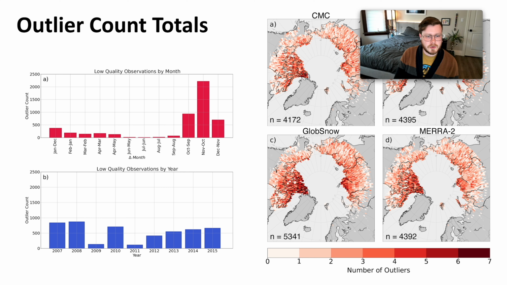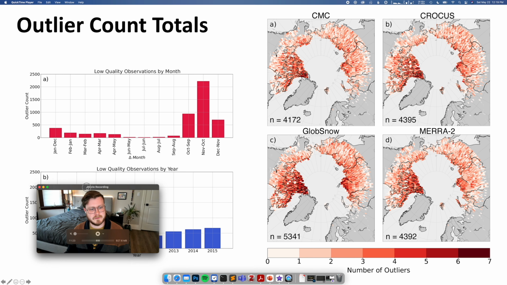And then by year, we see a pretty consistent number of outliers for the most part, excluding years 2009, 2011, and 2012, as these were periods where there were prolonged battery failures from CloudSat, so likely resulting in a lower count there, but otherwise fairly consistent throughout this time.